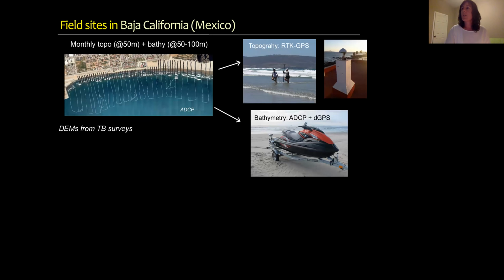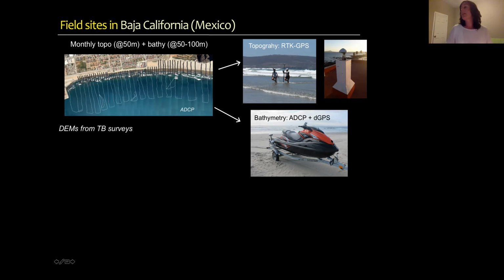So we measure topographies and bathymetries now every month. We collect data, topographic profiles every 50 meters using an RTK GPS. The GNSS station is located up on the roof of my office, actually. So we post-process the data. We actually work in differential GPS mode. We walk profiles along the beach, and we collect the bathymetry using a jet ski.